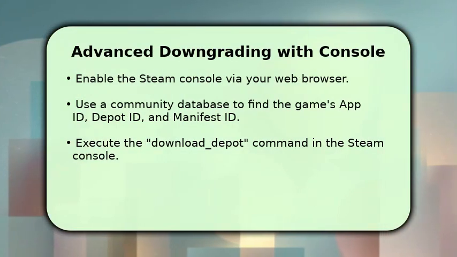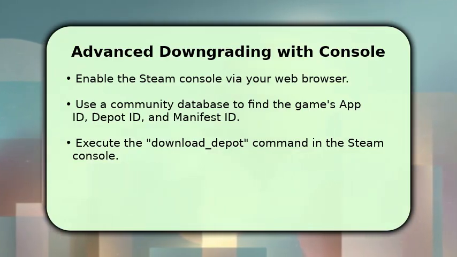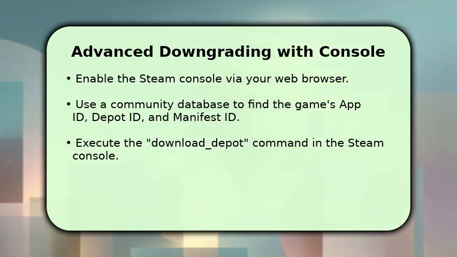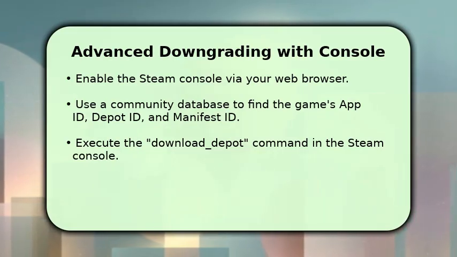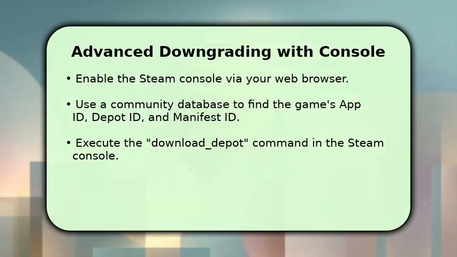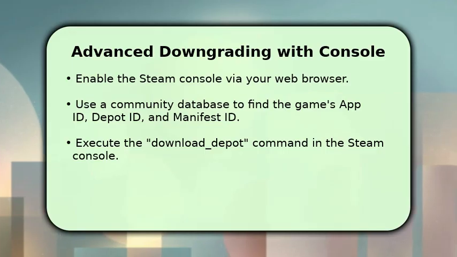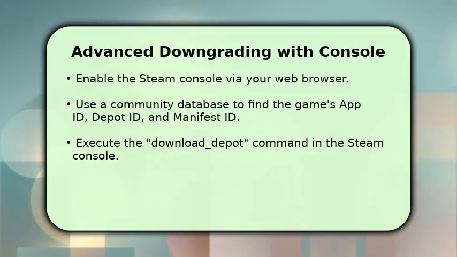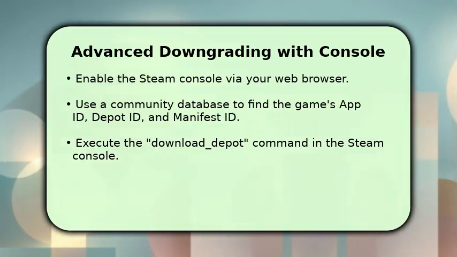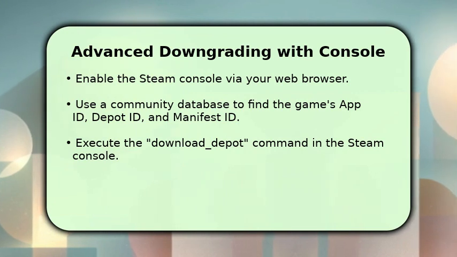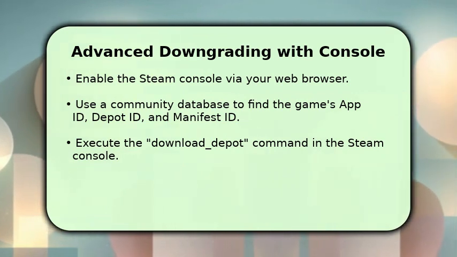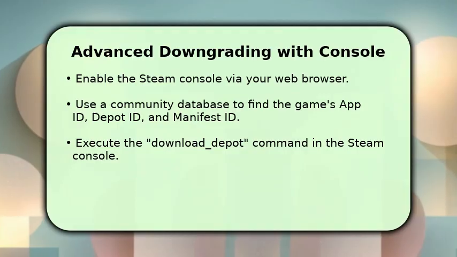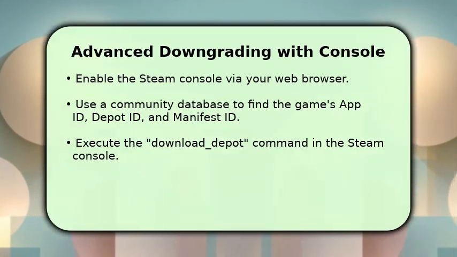For games without public beta branches, a more advanced method involves the Steam console. You'll first need to enable the console and then visit a community database like SteamDB. There, you can find the specific app ID, depot ID, and manifest ID for the game version you desire. With these three pieces of information, you'll use a special command in the Steam console to download the old game files. After downloading, you'll manually replace your current game files with these older ones.